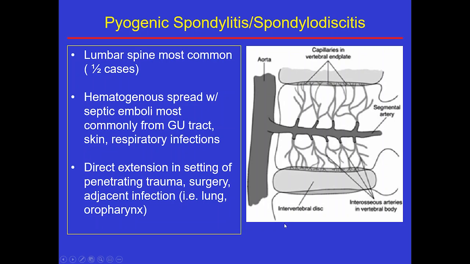The other mechanism for infection in the lumbar spine is through direct extension in the setting of either penetrating trauma, recent surgery, or an adjacent infection, for example, in the lung or the oropharynx.